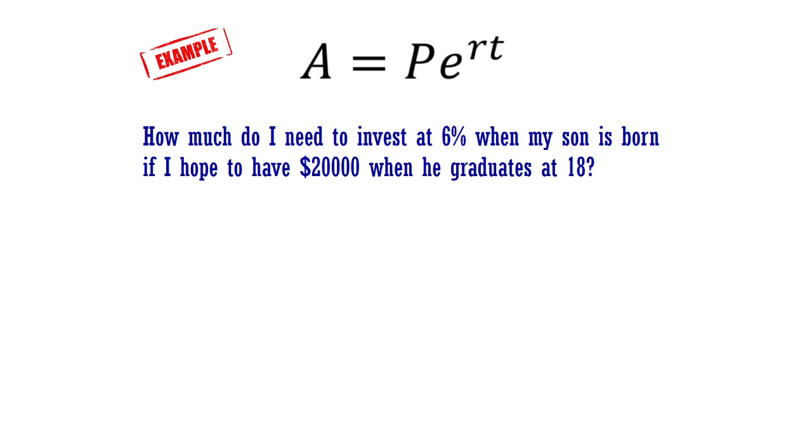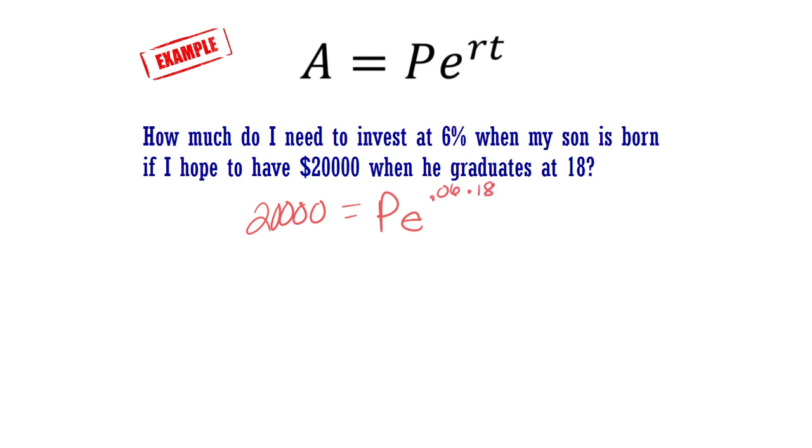Okay, this one says, how much do I need to invest at 6% when my son is born, if I hope to have $20,000 when he graduates at 18. Okay, so again, I'm trying to mix these up and make you solve for different things. So I know that the ending amount that I want to have is $20,000. And what I'm searching for is how much I have to invest. So that's going to be the P, the principal. And then what I've got is E, the interest rate is 0.06, and I'm going to do that for 18 years.